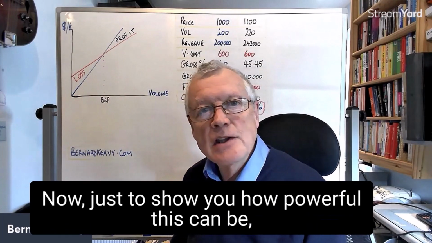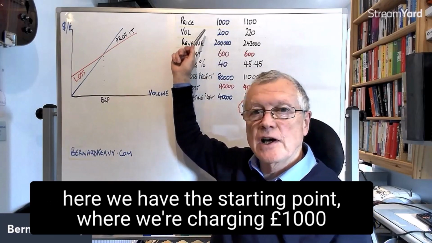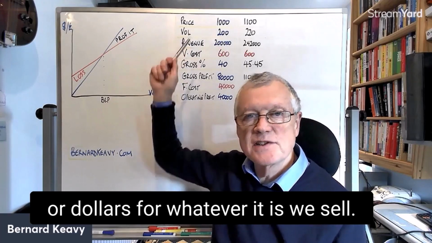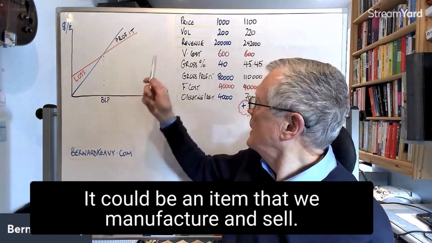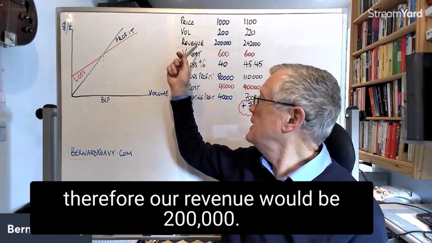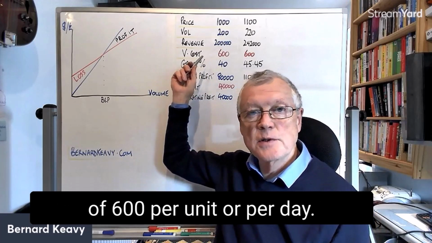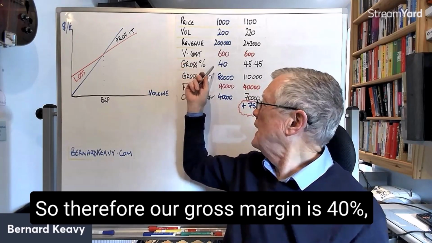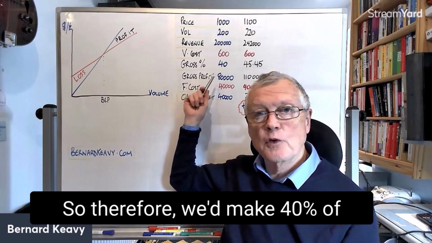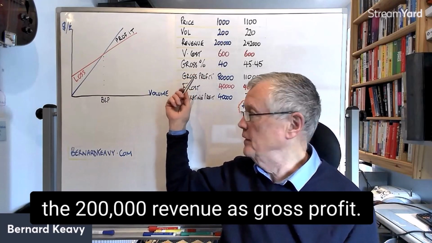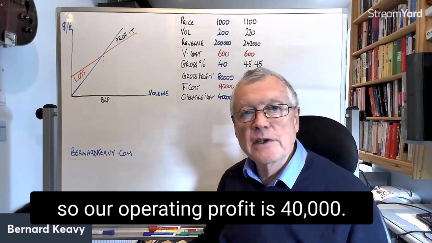Now, just to show you how powerful this can be, here we have the starting point where we're charging £1,000 or dollars for whatever it is we sell. It could be a day's coaching and training. It could be an item that we manufacture and sell. We're selling 200 of them, so therefore our revenue would be 200,000. We've got a cost of producing these things of 600 per unit or per day, so therefore our gross margin is 40%, the other 400 of the 1,000. So therefore we'd make 40% of the 200,000 revenue as gross profit, but we've also got these fixed costs that I mentioned, and they're 40,000. So our operating profit is 40,000.